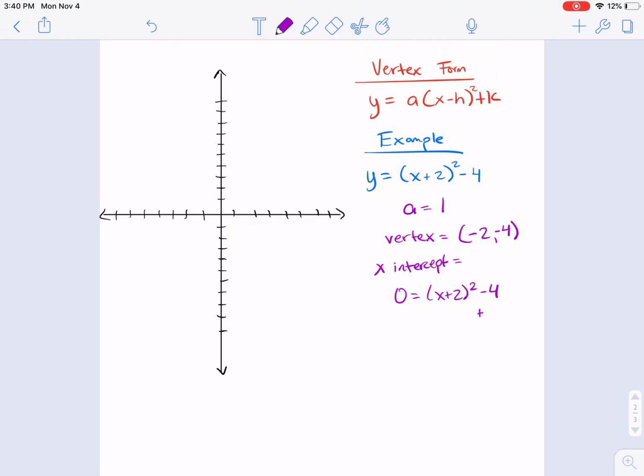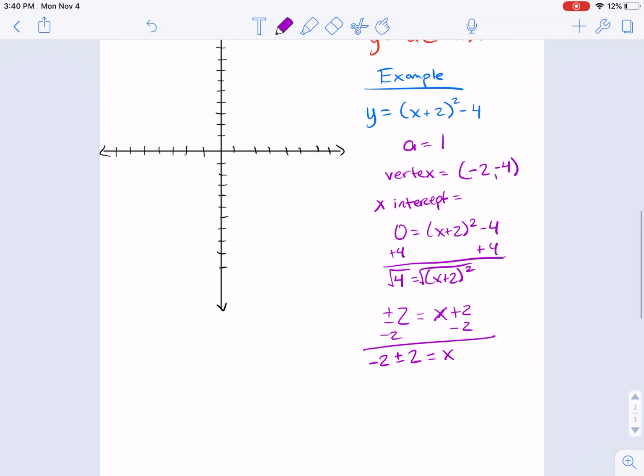So the first thing I would do to solve would be to add 4 to both sides. That leaves me with 4 equals x plus 2 squared. Then I would take the square root of both sides, remembering that 4 has 2 square roots. It's either going to be positive or negative 2, and that equals x plus 2. And then my final step would be to subtract 2 on both sides. I end up with negative 2 plus or minus 2 equals x.